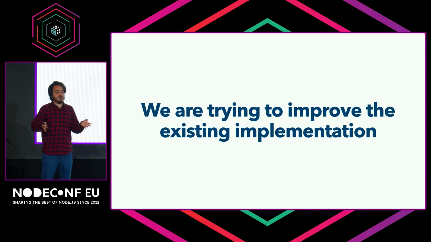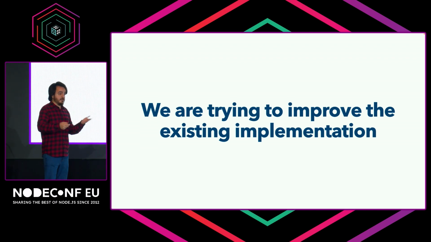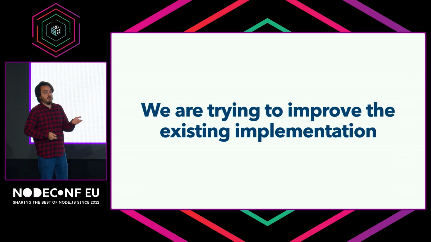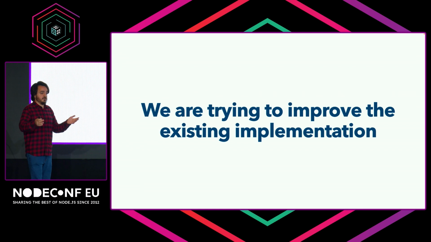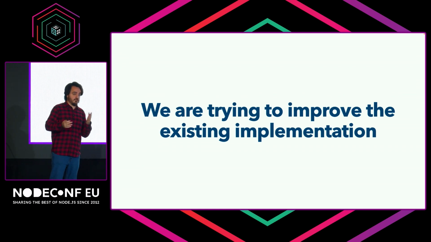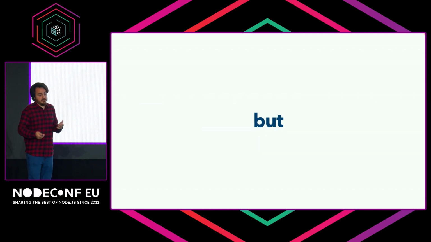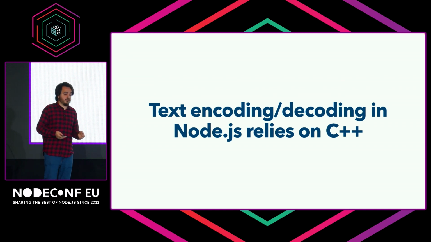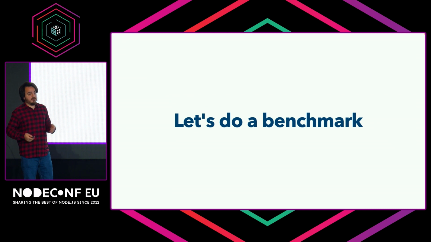We are trying to improve the existing implementation, which is based on C++ and calls JavaScript userland to the C++ side. So there's a serialization process going on there. And most of the time, if you want to improve the performance of a certain function, we just need to eliminate that network, the latency between those two userlands. So improving by removing the C++ bridge, but text encoding and decoding in Node.js relies on C++. So let's do a benchmark.